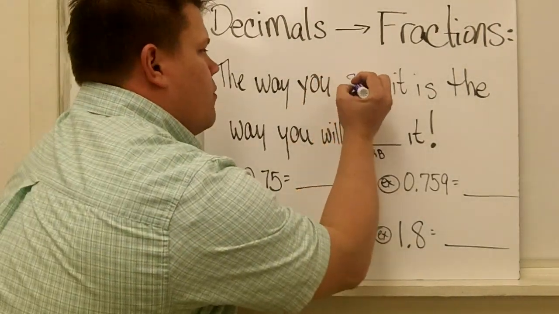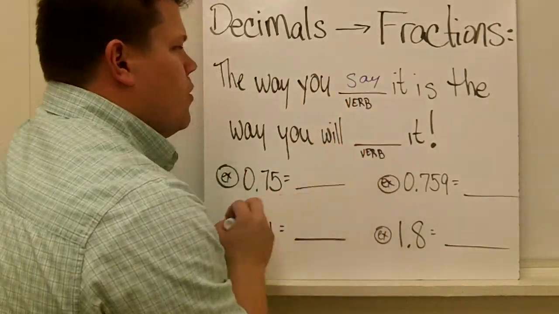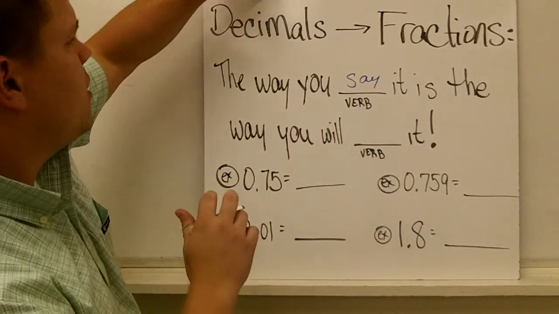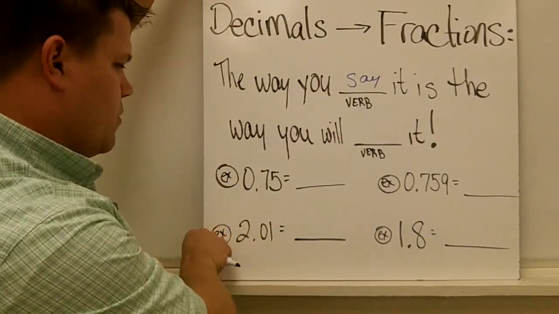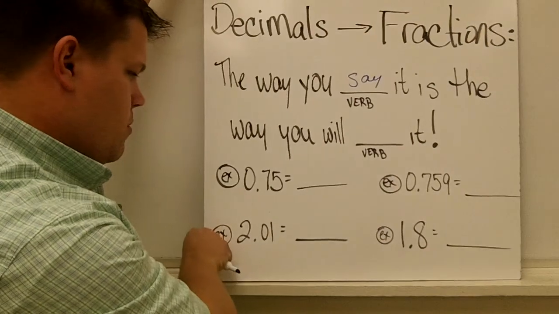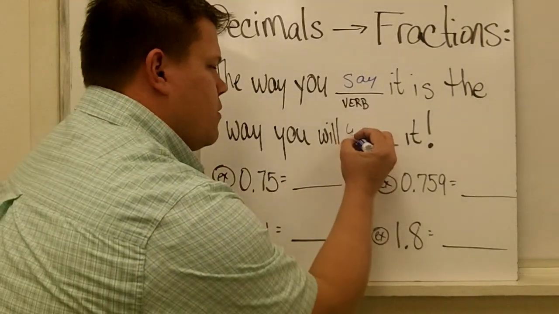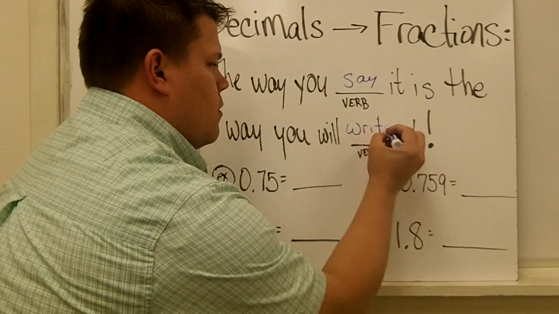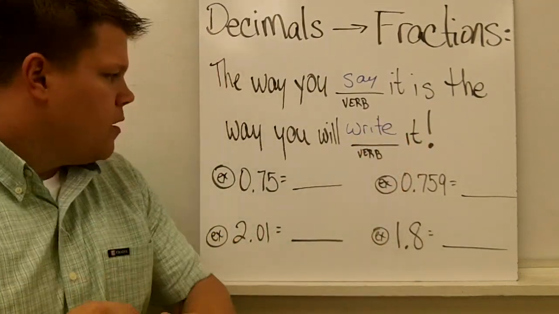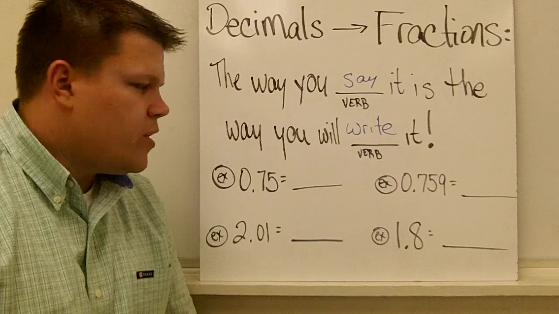So I'll write that in there myself. The way that you say it. Sorry, I'm so sloppy. This is kind of a floppy board here. Try to fix this a little bit. Not too much. There you go. The way that you say it is the way that you will write it. And we'll use this in some of our examples here.